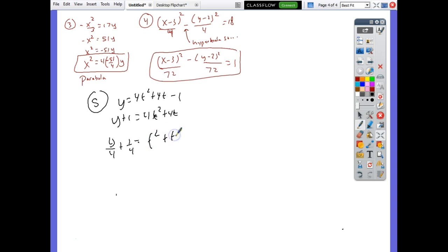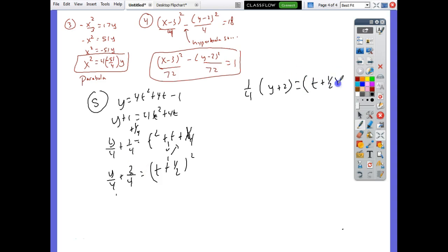T squared plus t, so half of 1 is 1/2. So 1/2 squared would be 1/4, agreed? So if I had 1/4 here, I have to add 1/4 over here, agreed? I clean this up. So this is going to become t plus 1/2 squared, agreed? And this is going to become y over 4 plus 2/4. I'm going to keep it like that because I'm going to factor out a 4th. All right? Because I can't have anything on that y. Y has to be by itself. So I pull out a 1/4, I get 1/4 y plus 2 equals t plus 1/2 squared, agreed?